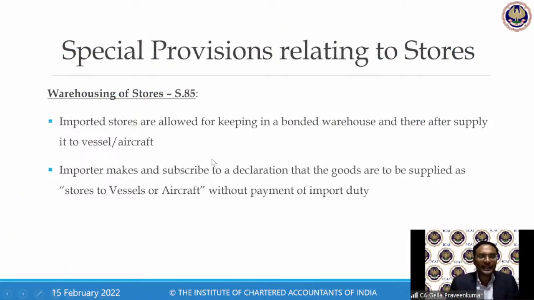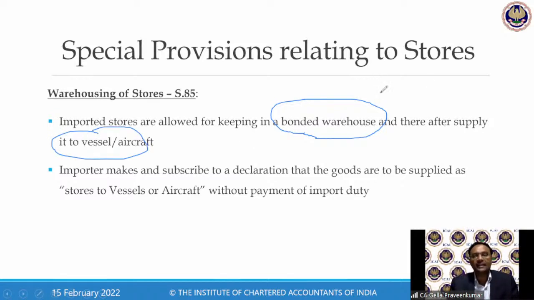Imported stores are allowed for keeping in a bonded warehouse. So whenever a vessel or aircraft comes into India, they can store this material in a bonded warehouse and supply to the vessel or aircraft as and when they require. Generally, when a vessel comes to India, it takes at least 15 days for this vessel to go back from India.